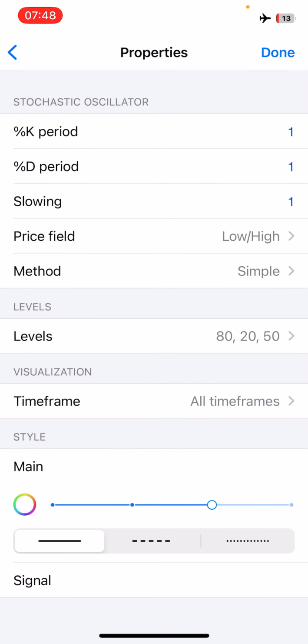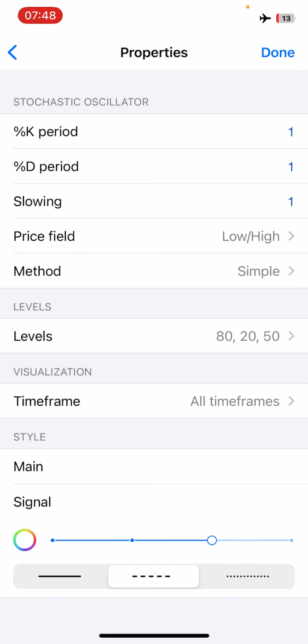And then here on the styles, this is also very important. You have to choose the colors of your background. So I have a white background, so my main and my signal are both white, so that they don't produce a line on my chart.